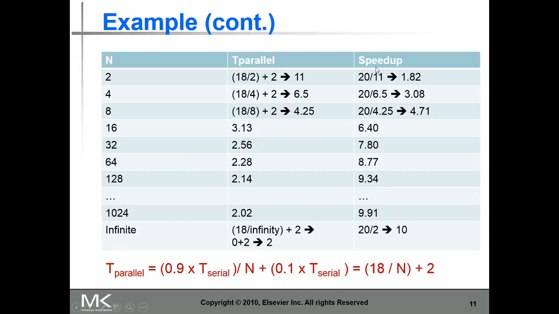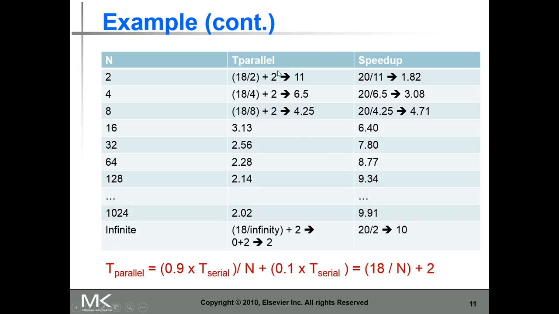And we can see the speed up. This is the time serial, 20, divided by the time parallel that I just computed. And we get speed ups of 1.82, 3.08, 4.71, and so forth. Given those problem constraints, I set up a way to compute t parallel for various numbers of processors, and then I computed the speed up after I knew t parallel, since I already knew t serial was 20.